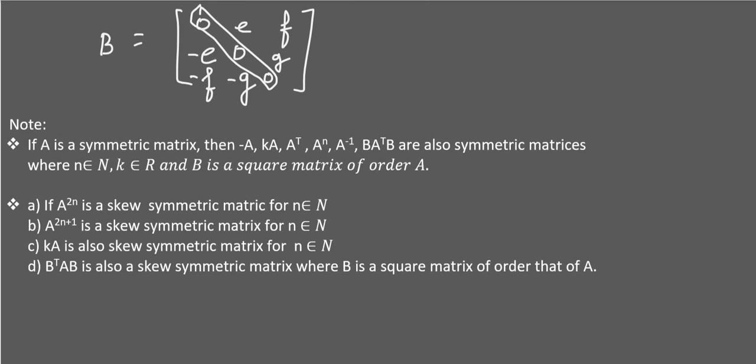And we have some results here. If A is a symmetric matrix, then minus A, K times A, A transpose, A power n, A inverse, and B transpose A B are also symmetric. If A is symmetric, then all these matrices are symmetric, where n belongs to the natural numbers, K is a scalar, a real number, and B is a square matrix of the same order as A. Next, if A is a skew symmetric matrix, then A power 2n plus 1, K A, and B transpose A B are also skew symmetric matrices.